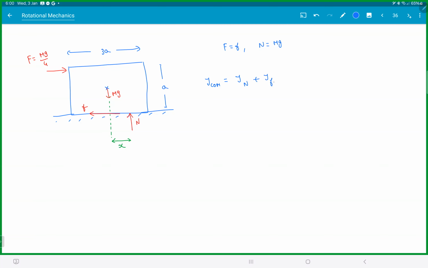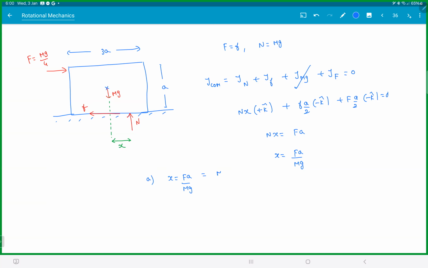Torque due to N, torque due to friction, torque due to mg, and torque due to capital F is 0. Mg is gone. This guy would be N into X, direction would be plus k cap. Friction will be F into perpendicular distance A by 2, minus k cap. N into X is equal to F into A, because F is equal to friction. We end up with X is equal to Fa by N, which is mg. Now, the first question, X is FA by mg. F is mg by 4. So the answer is A by 4. Second question.